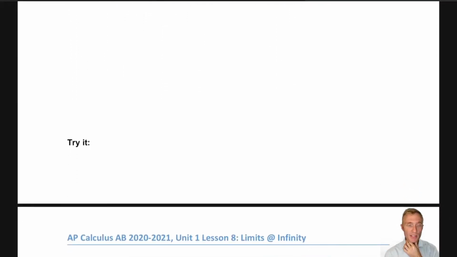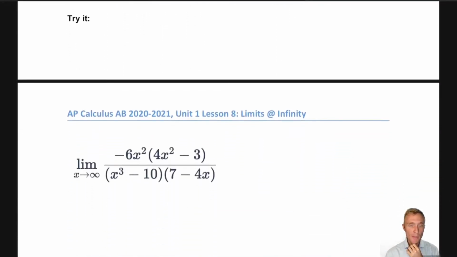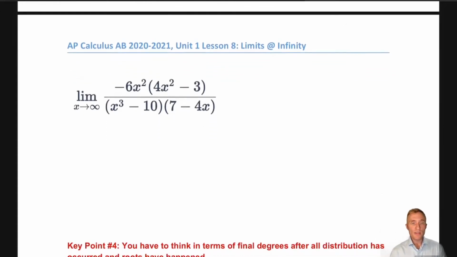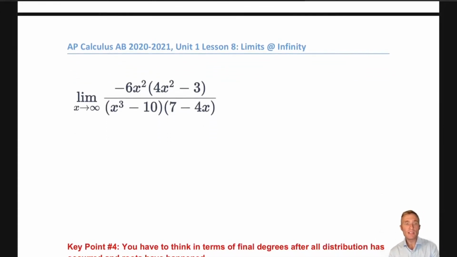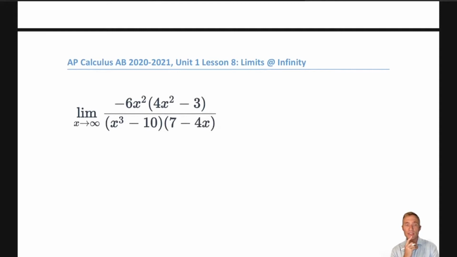Let's go ahead and try some of these out. Man, my formatting got all weird, but here you go. Try this out. What is the limit as x approaches infinity of negative 6x squared times 4x squared minus 3 over x cubed minus 10 times 7 minus 4x?